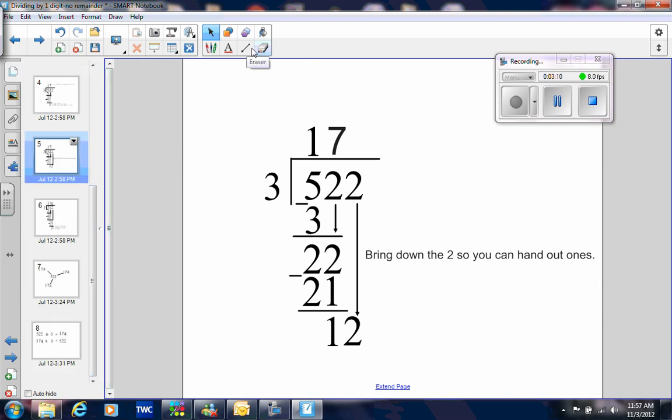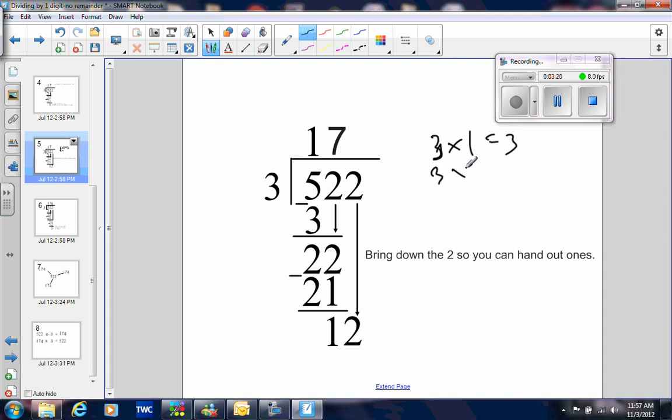So again, I start thinking about what are the multiples of 3. If I was to put a 1 up there, I would have 3. I can get closer to 12 than that. If I was to put a 2 up there, I would get 6. I can get closer than that. 3 times 3. If I was to put a 3 up there, I'd get 9. And here is 3 times 4. I get exactly 12, just what I have. So I'm going to end up putting a 4 there.